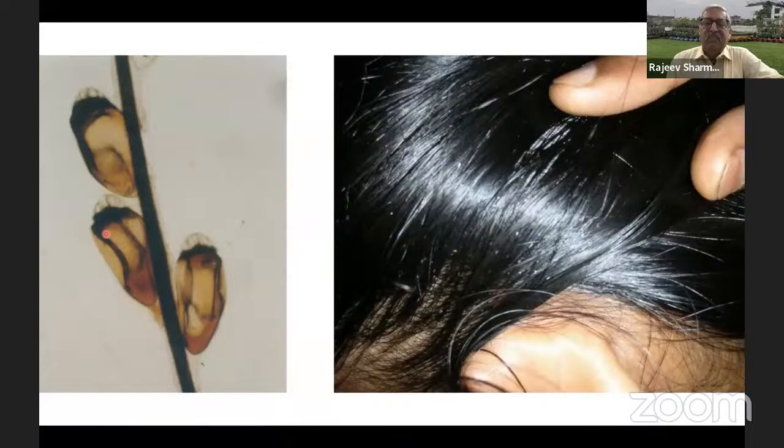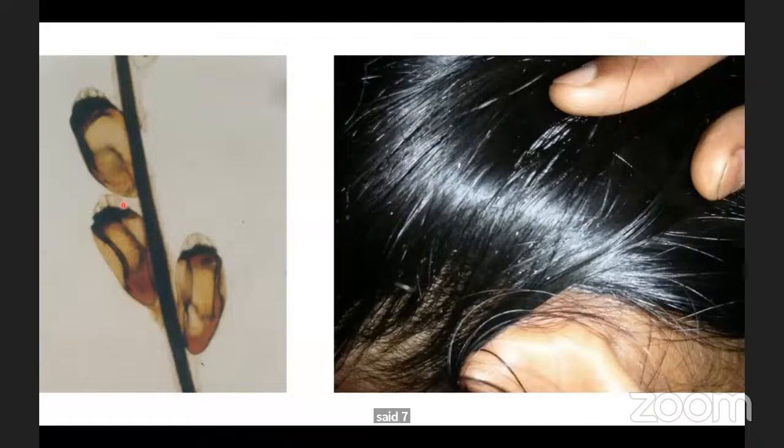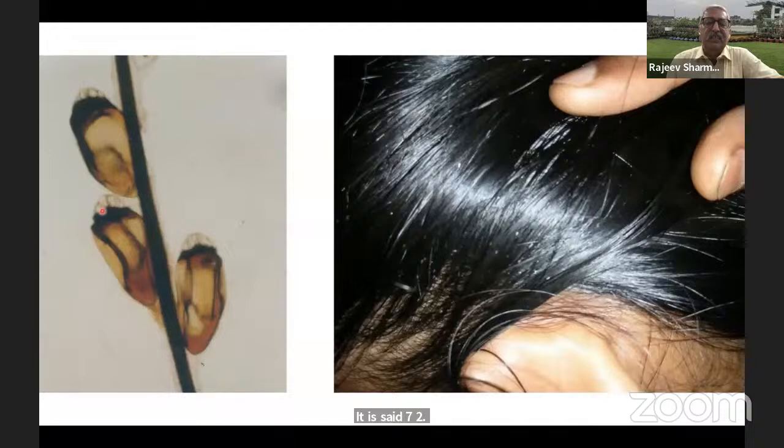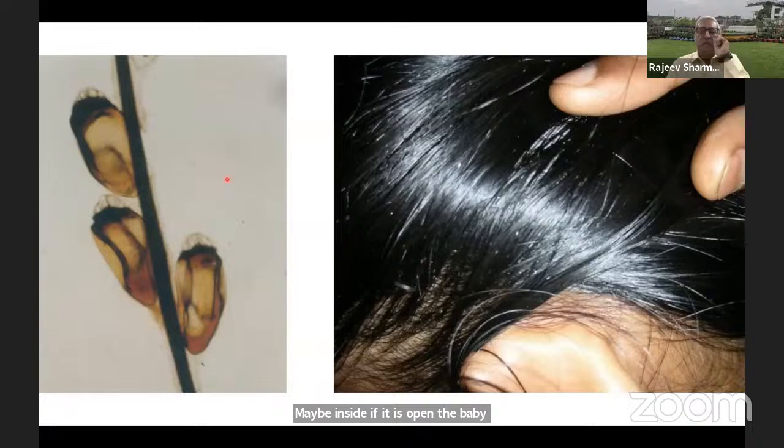And the nits that I am showing here, if you examine the operculum, if it is closed, there is a live louse inside. If it is open, then there is nothing inside. There is a lid here on top, which is called the operculum. If this is closed, then there is a live baby inside. If it is open, the baby has already matured and moved ahead.